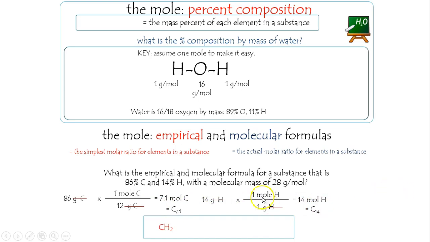Is it a match for the molecular mass? No, it's exactly half. 12 plus 2 is 14. Therefore, this substance actually is C2H4. And that's all you do, is scale it up until you match the molecular formula. And C2H4 could be, for example, ethylene. Okay, that's percent composition, empirical, and molecular formulas.